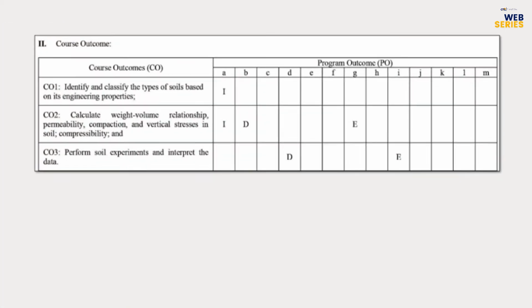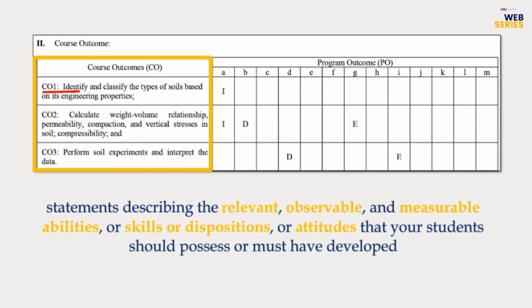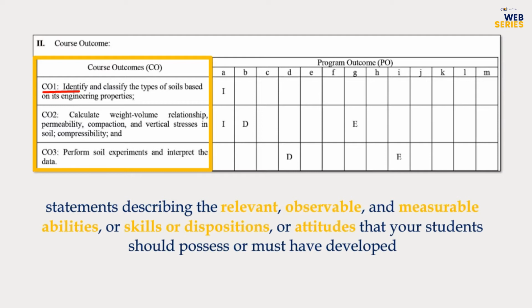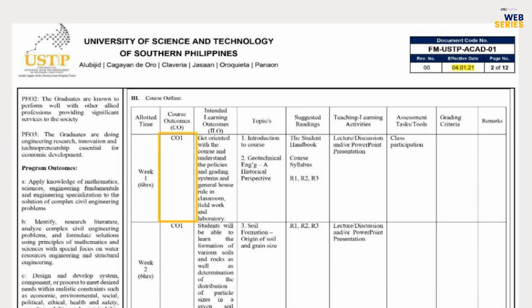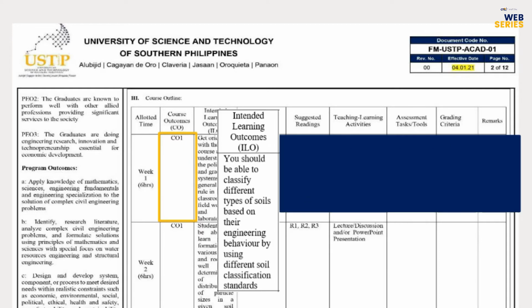Let us get back to our course outcomes. Remember, these 3 to 5 COs are your statements describing the relevant, observable, and measurable abilities, skills, dispositions, or attitudes that your students should possess or must have developed in the course that they did not have before this subject. For course outcome 1, what are the building blocks that would help students develop these abilities? Write in the column that is marked Intended Learning Outcomes or ILOs.